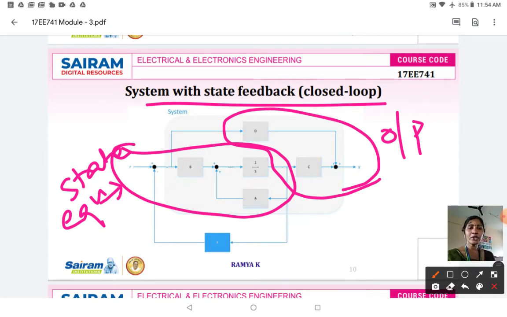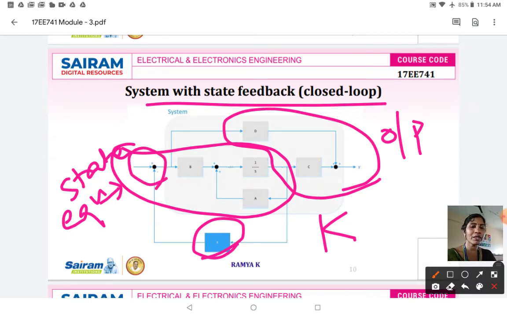Now I need to have a closed loop. That is, I want to connect my output to the input. It means I can connect one function called K. K is the gain which is connected as the feedback from output to the input. Because if any output is getting oscillated, the oscillation in the output is taken as the reference and given to the input for correction purpose.